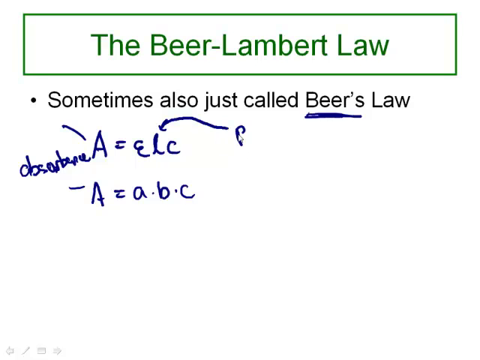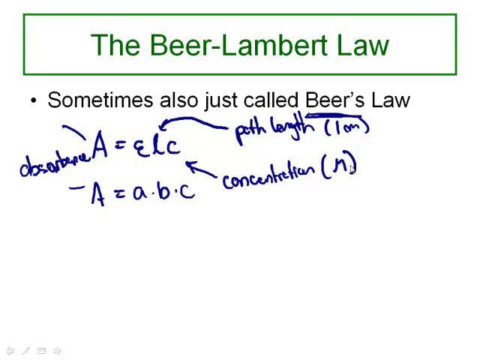The L here is the path length, okay? Really what that is, is how far the light is traveling through the solution. So if we're looking at a standard cuvette, this could be something like 1 centimeter, for example. That's the diameter of the cuvette, how far the light travels through the solution. The greater the path length, the farther the light has to travel through the solution, the more it generally is going to get absorbed. And so that's why that matters here in the equation. And then the C right here is the concentration of the solution, and this is usually measured in molarity, okay?